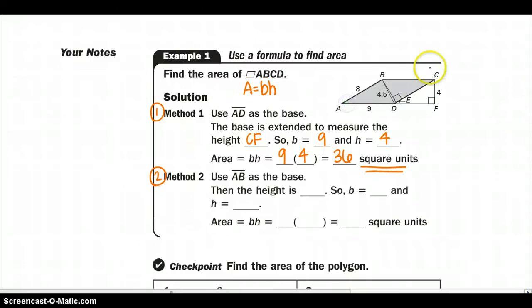Again, it is square units because of my area. Next, let's see if we get the same answer by using AB as my base. And my height, the perpendicular distance to my base AB, is going to be BE.